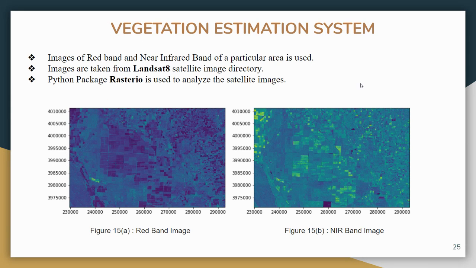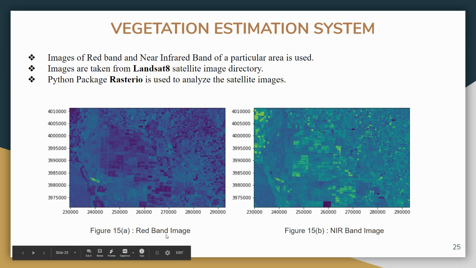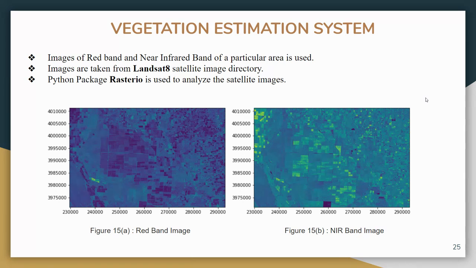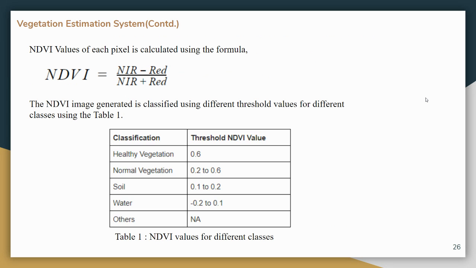Then comes the vegetation estimation system. For this, we have taken the images of red as well as near infrared bands of a particular area from a satellite image directory known as Landsat 8. For analyzing the Landsat 8 images, the Python package Rasterio is used. Here are the two images of the red band and the near infrared band of a particular area, which is taken from the Landsat 8 satellite image directory.